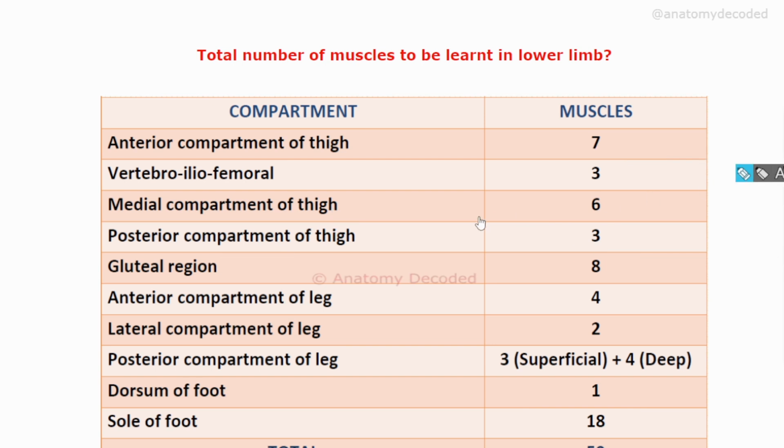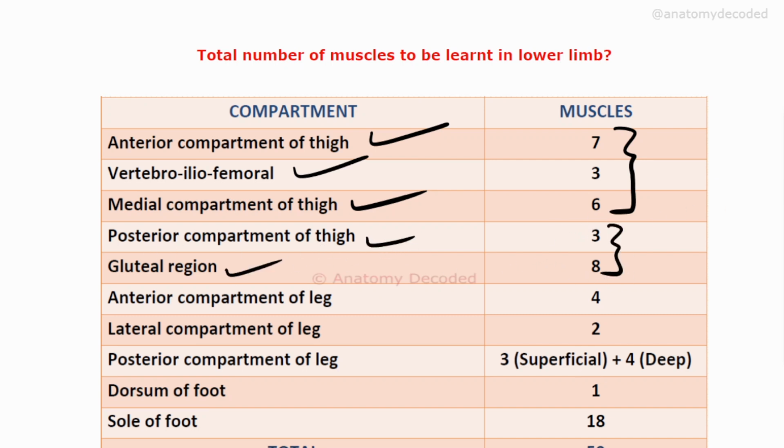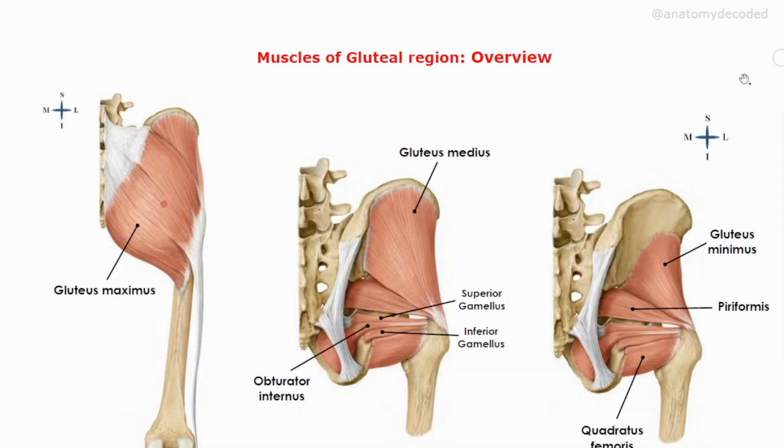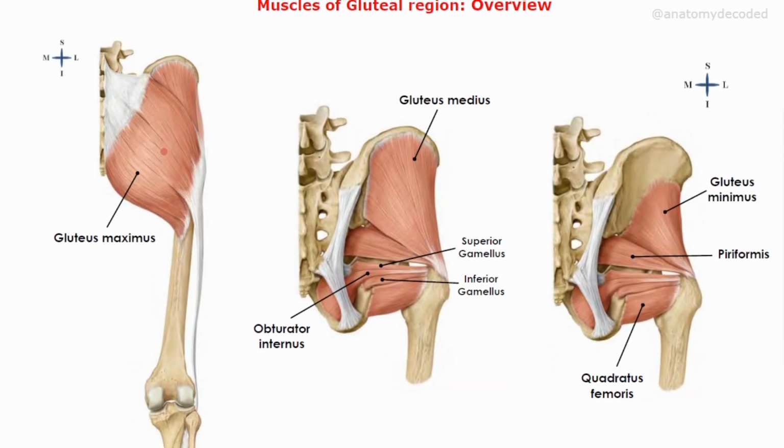So till now we have covered these muscles: the anterior compartment of the thigh, and the medial compartment of the thigh. These two sets we will be covering now. So first let us start with the gluteal region. Muscles in the gluteal region can be seen in this image.